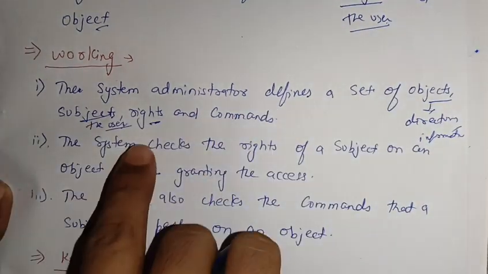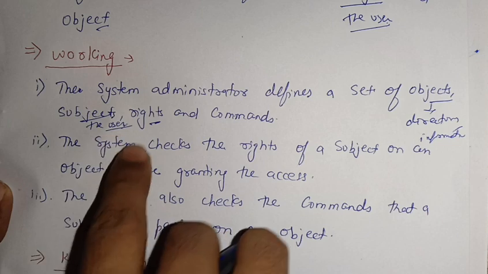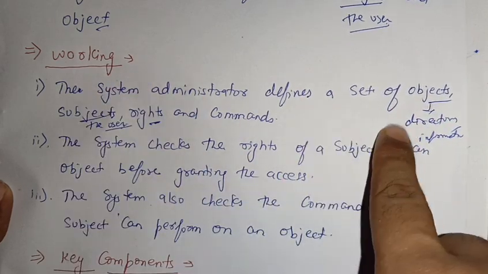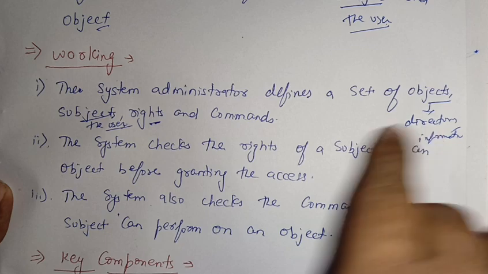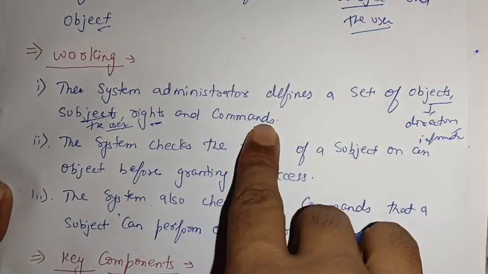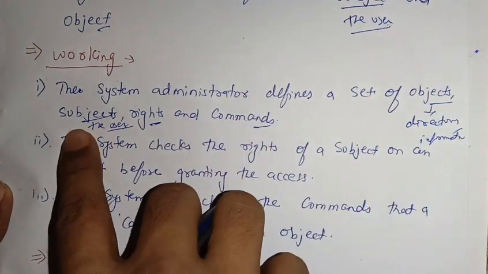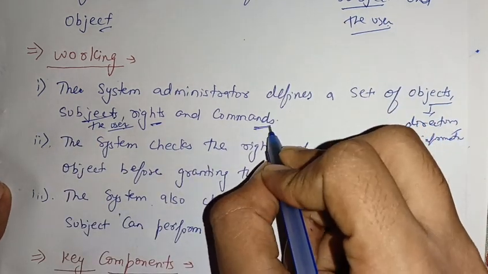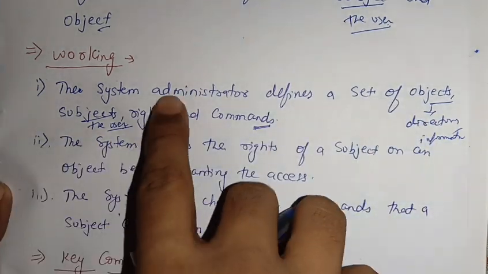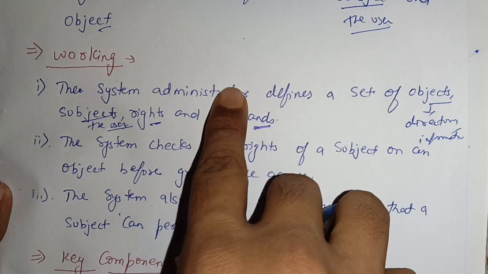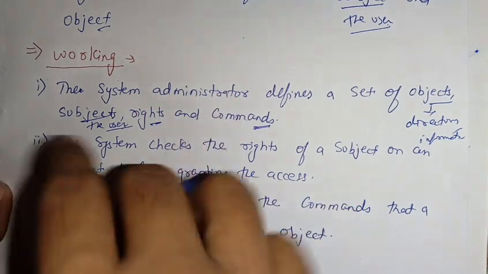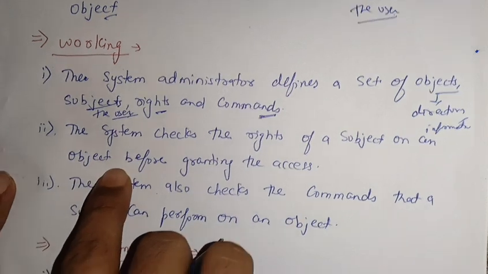And rights means rights over the object, that is rights over the information or database or whatever directory is there. And the commands, based on which the user or subject can get the information. All these things are firstly specified by the administrator at the first step, that is, who owns how much power.